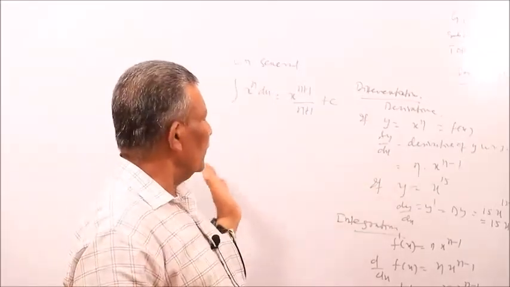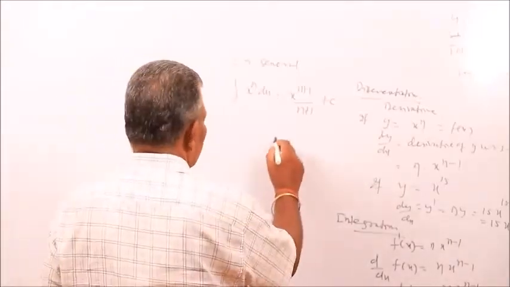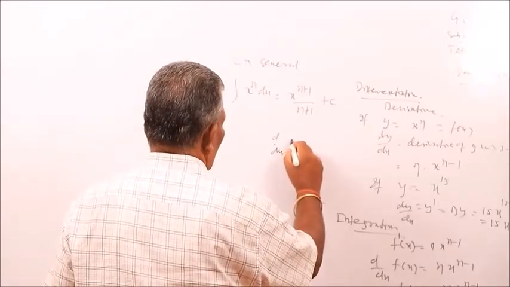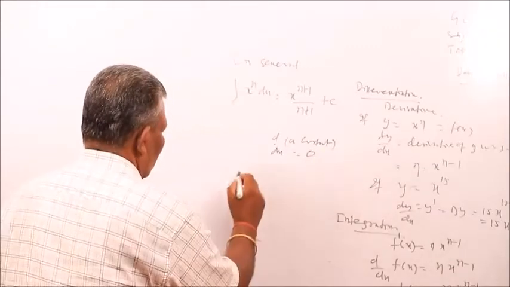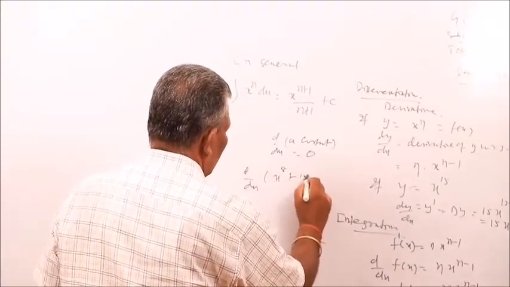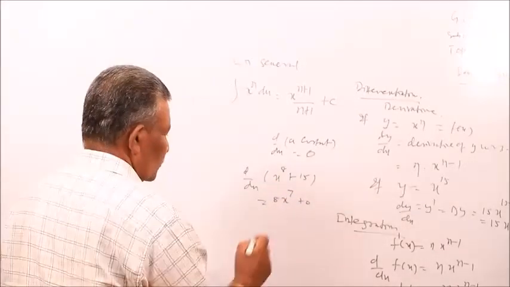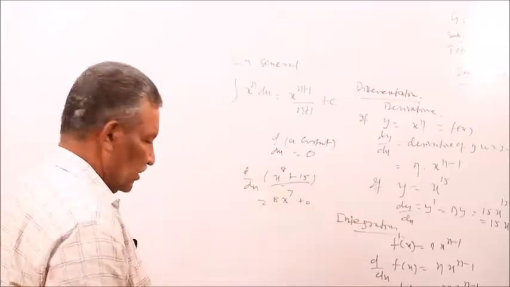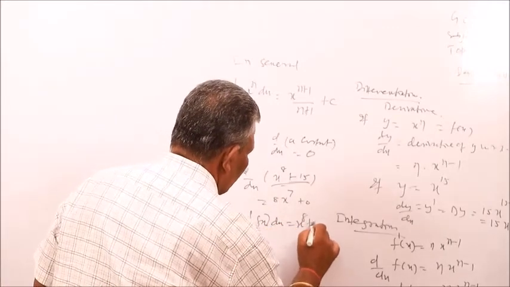In these binomial coefficients problems, we have to omit c, because dy by dx of a constant is 0. Suppose dy by dx of x to the power 8 plus 15 is 8x to the power 7 plus 0. So in this case, the derivative of this is 8x to the power 7. That means integral of 8x to the power 7 dx equals x to the power 8 plus 15.